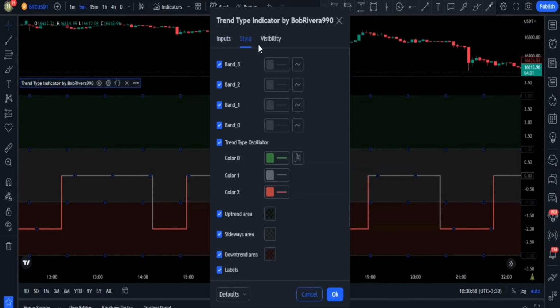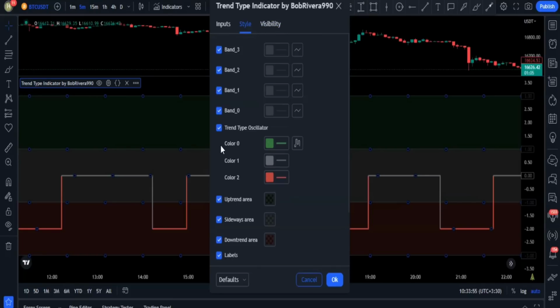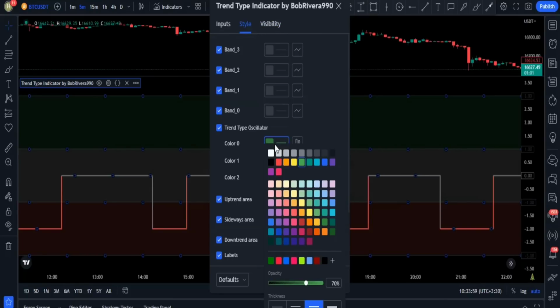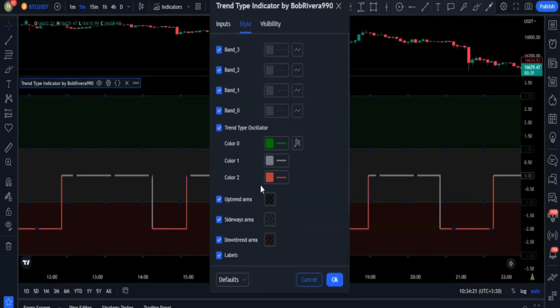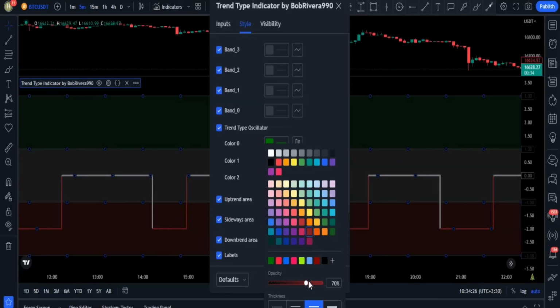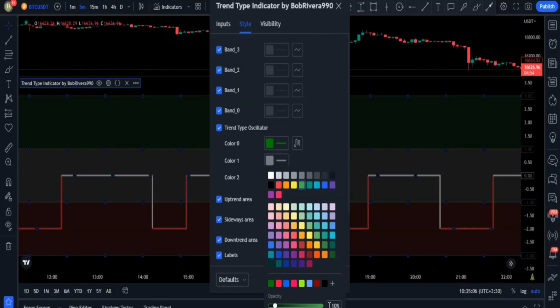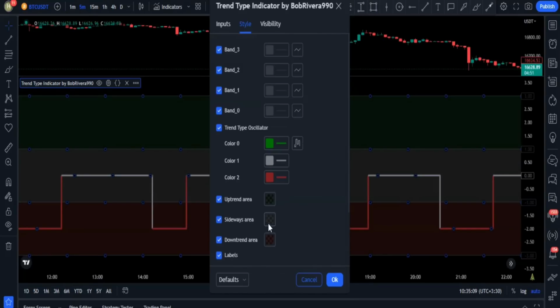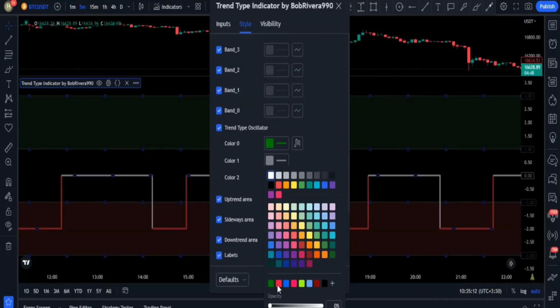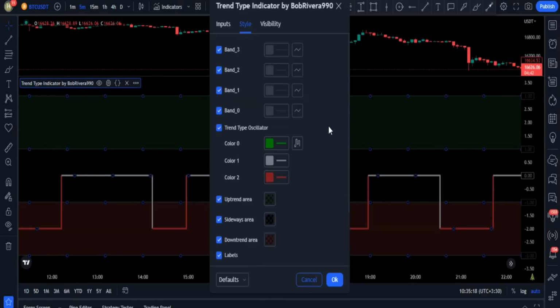I open the Style tab, and in the Style section, we have to make the Color 0 option a little more vivid. I choose a darker green and I increase the opacity to 100% and make the line bolder. I increase the Color 1 option's opacity to 100% and make the line thicker as well. Then also for the Color 2 option, I choose a darker red and increase the opacity to 100% and make it bolder. I leave the uptrend area's opacity on 10%, and decrease the opacity of sideways area to 0%, and leave the downtrend area's opacity on 10% as well.